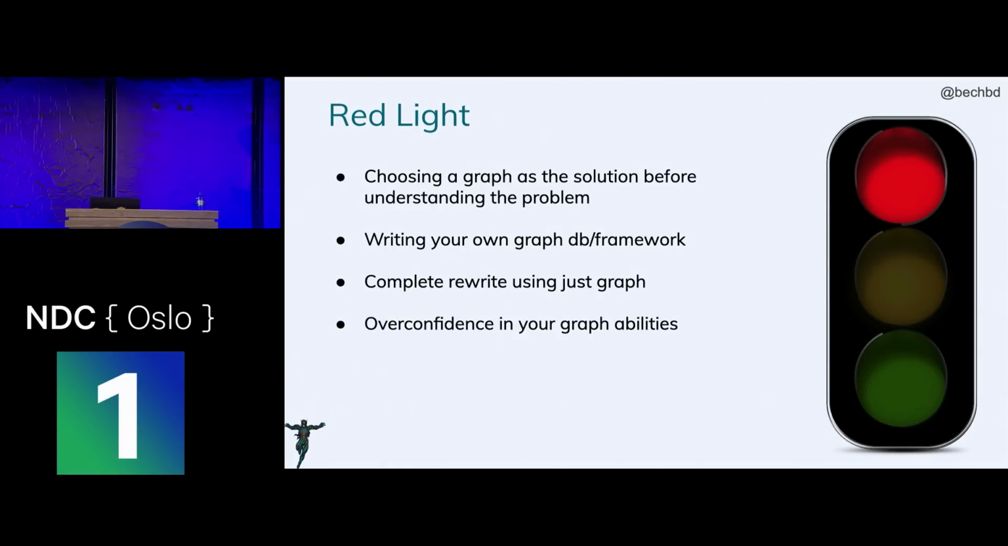Bad warning signs. Choosing a graph as the solution before you understand the problem. This is very interesting because I was actually in an ML talk this morning where she said the exact same thing. She doesn't want to go into projects where they've already decided they need to use machine learning to solve it, because how do you know you need machine learning if you don't know what the problem is? Make sure you understand the business problem and then evaluate whether a graph's the right tool.